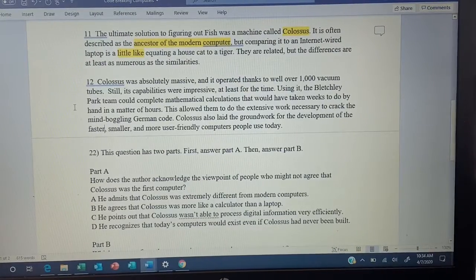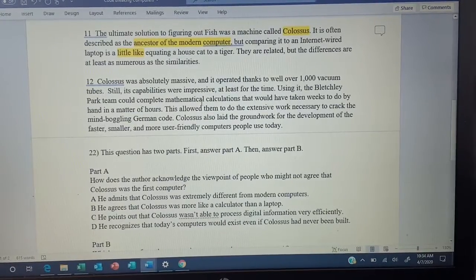thanks to well over 1,000 vacuum tubes. Still, its capabilities were impressive, at least for the time. Using it, the Bletchley Park team could complete mathematical calculations that would have taken weeks to do by hand in a matter of hours. This allowed them to do the extensive work necessary to crack the mind-boggling German code. Colossus also laid the groundwork for the development of the faster, smaller, and more user-friendly computers people use today.